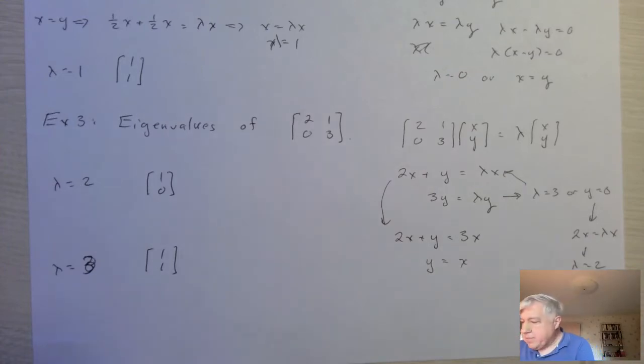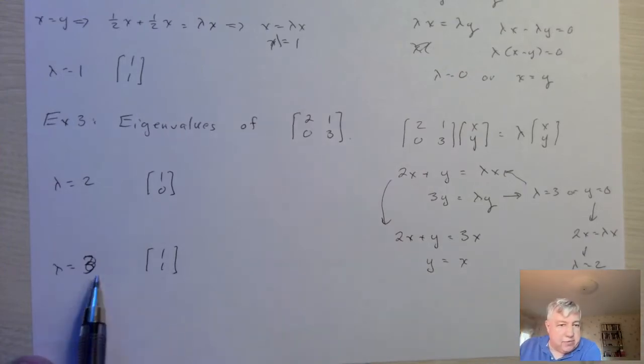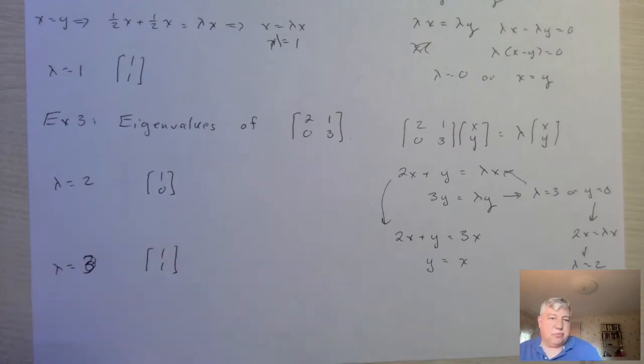Okay. So this is the eigenvector for 3. This is the eigenvector for 2. And of course there are many others that are possible. Okay. All right. Now let's look at an even more interesting example.